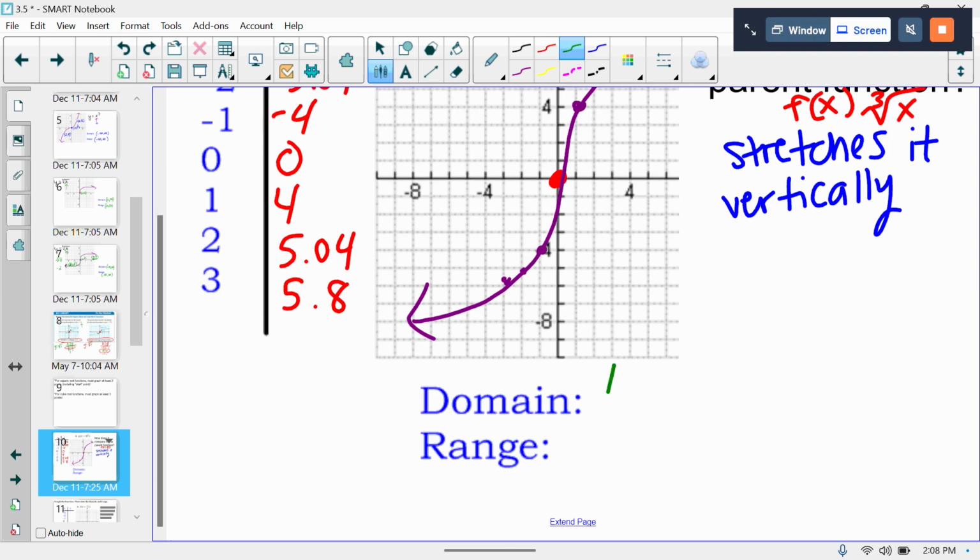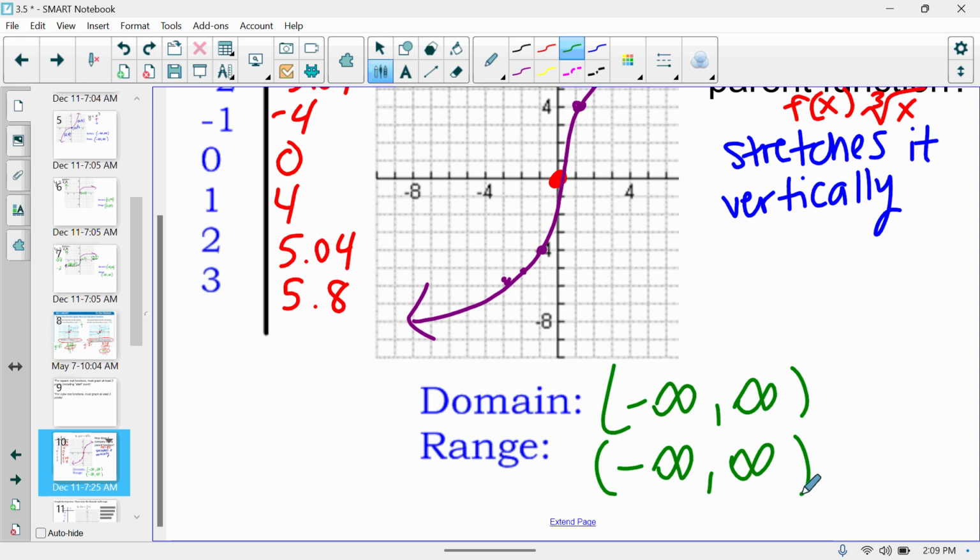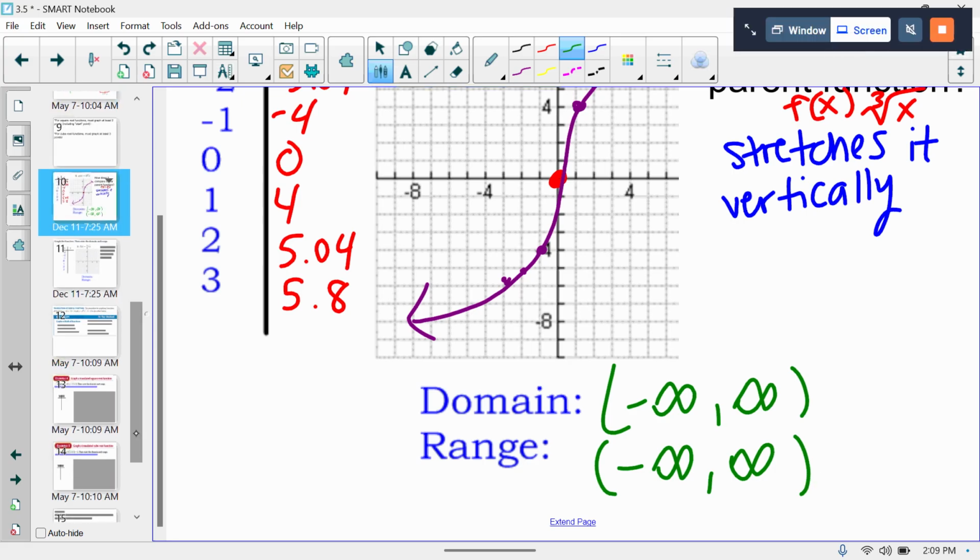So the domain and range are both going to be all real numbers, which remember we say negative infinity to infinity in interval notation, okay? Again, I would be fine with you just writing all real numbers. That would be okay with me. But like I told you before, interval notation is especially important if you're going to go on to pre-calc, okay? So that's a cube root.